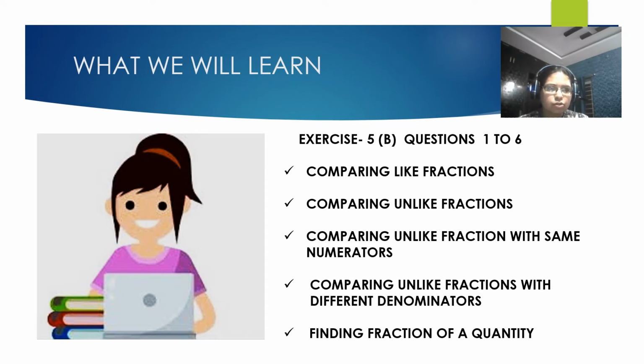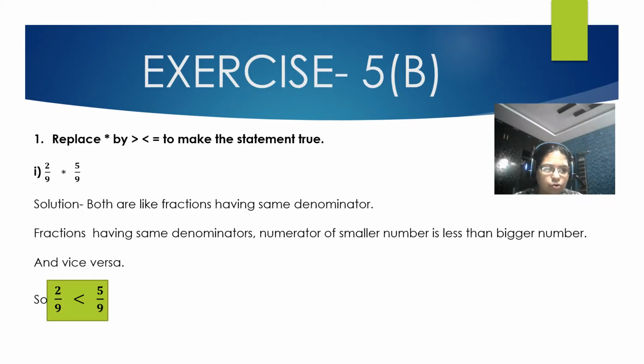Let's solve some questions. Now we'll solve question number 1, and question number 1 is replace star by greater than, less than, or equal to make the statement true. First bit is 2 divided by 9 star 5 divided by 9. We have to place greater than or less than or equal to in place of star.